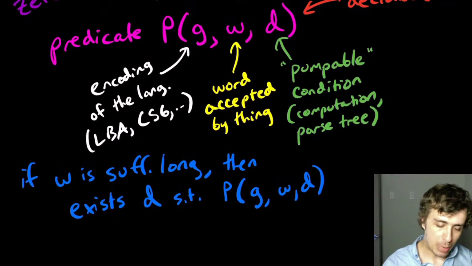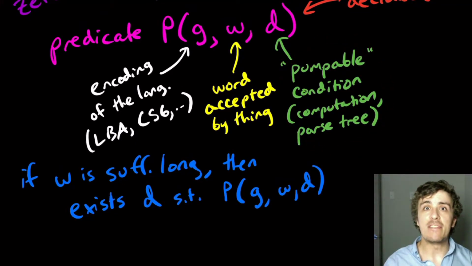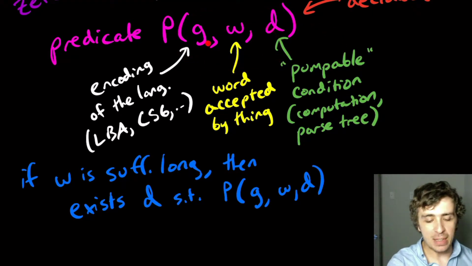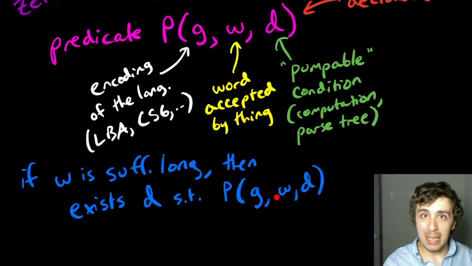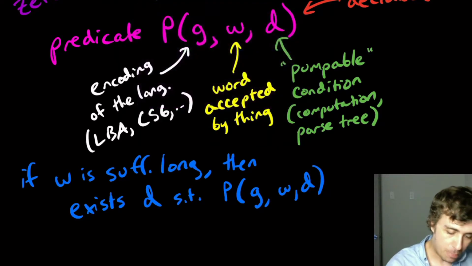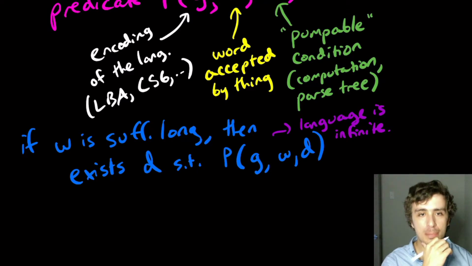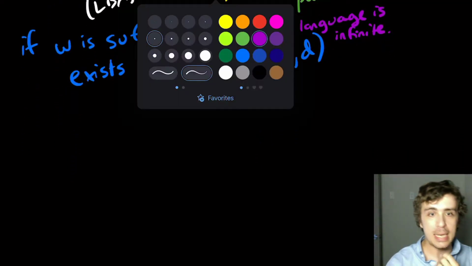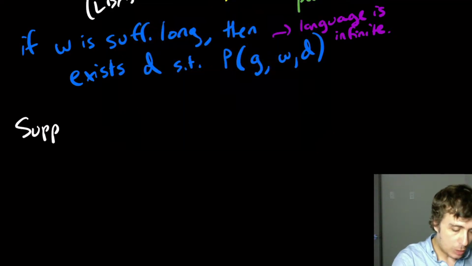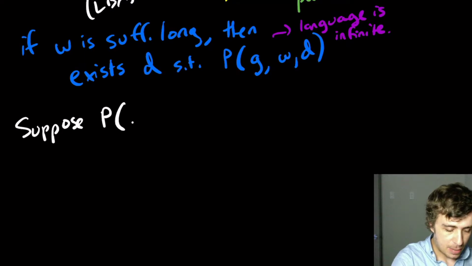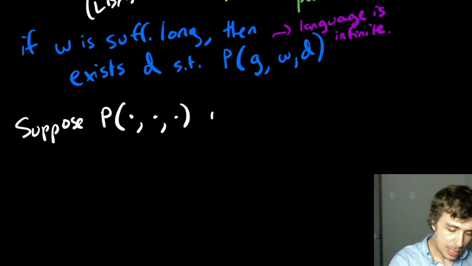Another thing that we would want to have here is that the language has infinitely many strings in it, because if there aren't infinitely many strings, then this is basically useless, because if W is sufficiently long, then the predicate might not actually be true. So one thing that we can infer from this is that the language is infinite. And that'll actually be a crucial part later. Okay, so now what are we going to do? Let's suppose, which we already did above, but I'm just going to rewrite it here, that this predicate P, whatever the three parameters are, is decidable.